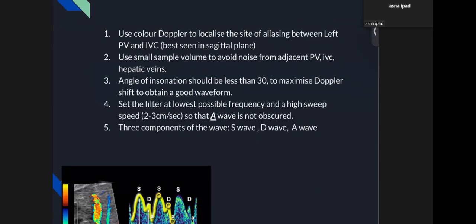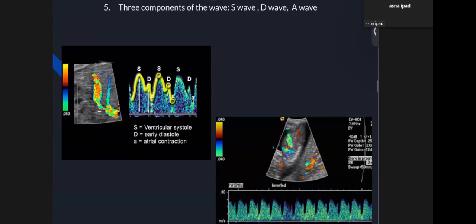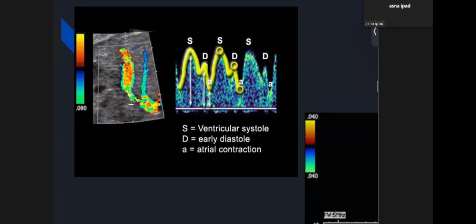Set the filter at the lowest possible frequency and a high sweep speed, 2 to 3 centimeters per second, so that the A wave is not obscured. There are three components of the wave: S wave, D wave, and A wave. In this image, you can see the waveform. The gate is kept at the ductus venosus, and you can see S, D, and A. S is because of the ventricular systole, D is because of the early diastole, and A is the atrial contraction.